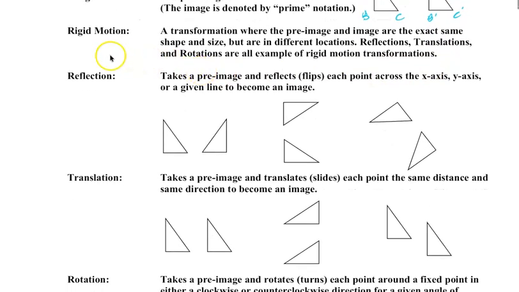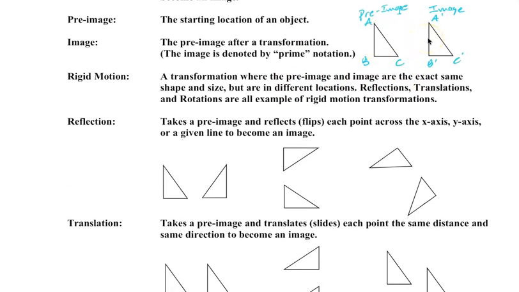So what we do is rigid motions. A rigid motion is a transformation where the pre-image and image are exactly the same. Notice they're the exact same size and shape. All we're going to do is change the location, and we do that by either a reflection, translation, or rotation. That's considered a rigid motion. You don't change the shape or size of it, you just move it.